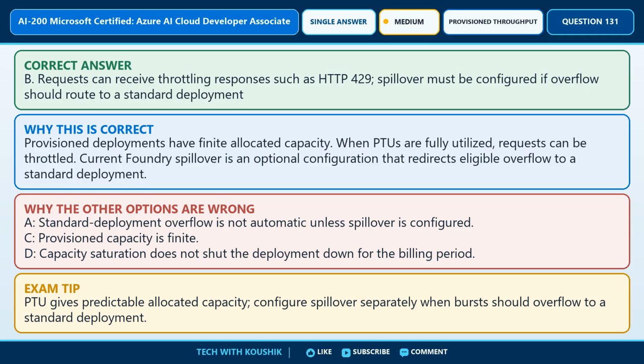The incorrect choices are plausible, but unsuitable because A. Standard deployment overflow is not automatic unless spillover is configured. C. Provision capacity is finite. D. Capacity saturation does not shut the deployment down for the billing period. Use this elimination rule in the exam. PTU gives predictable allocated capacity. Configure spillover separately when bursts should overflow to a standard deployment.